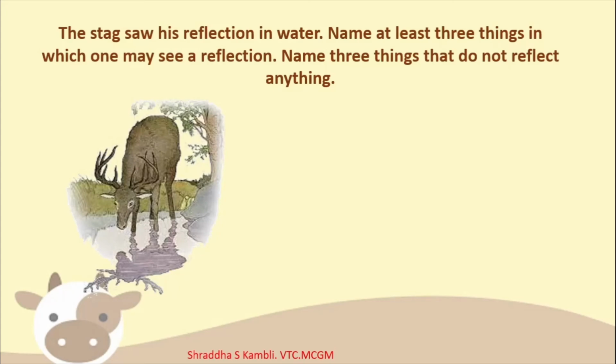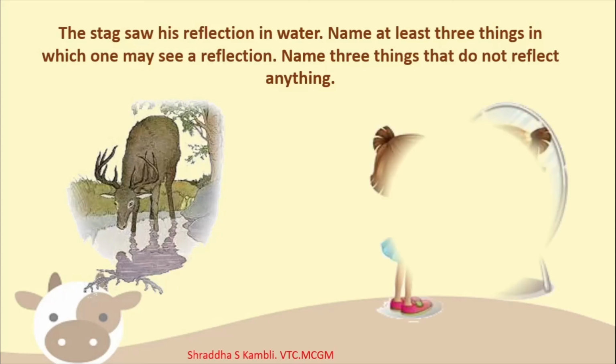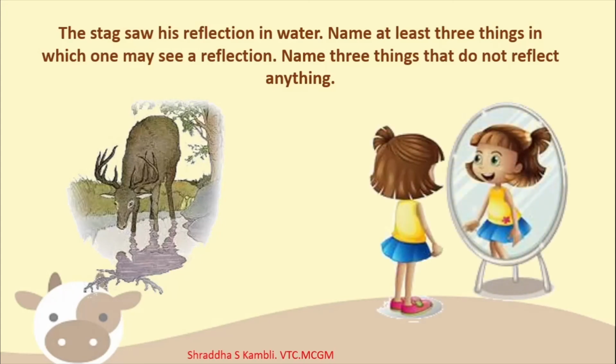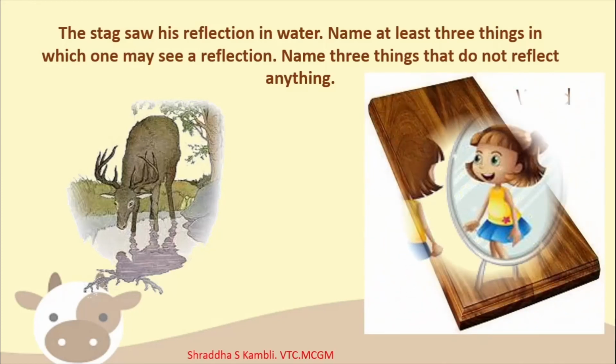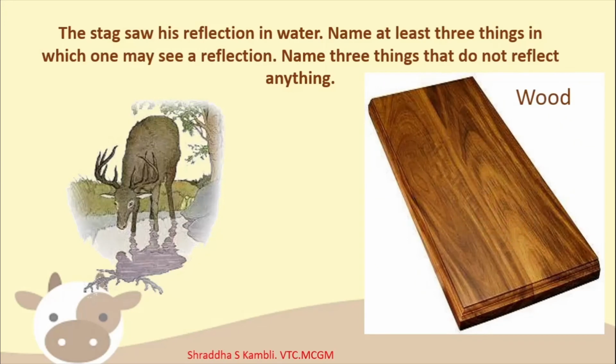Okay, so let us look at one thing in which you can see your reflection. A mirror. So when you stand in front of a mirror, you can see your reflection in the mirror. Now there are some things in which you cannot see your reflection, and wood is one of them. If you stand in front of a piece of wood, see, you can see a slab of wood here. Will you be able to see your reflection in it?